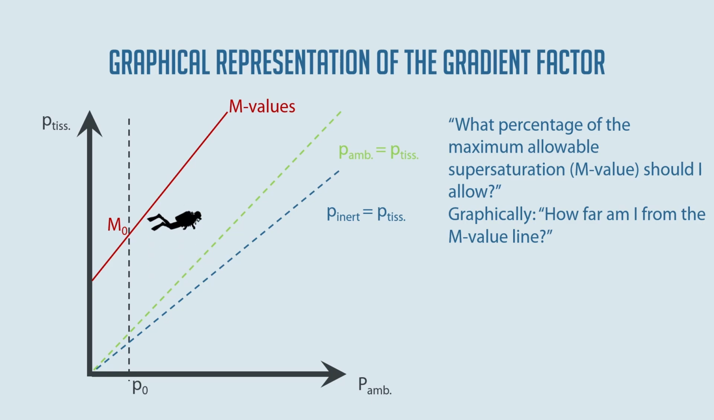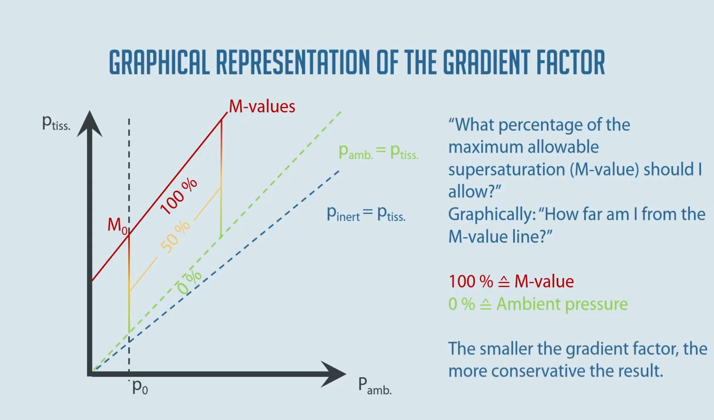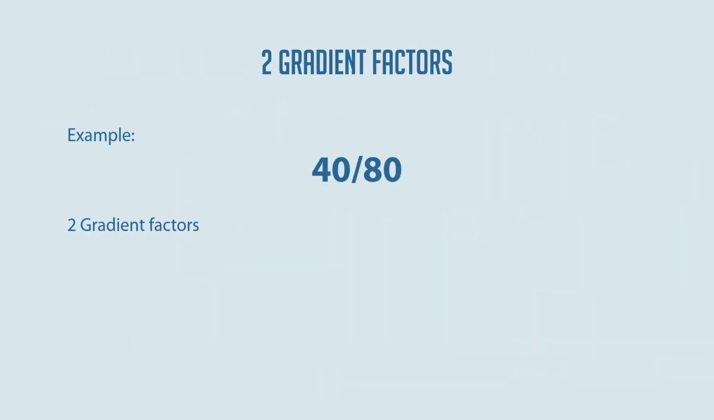A gradient factor of 100% corresponds exactly to the M value, while 0% corresponds to the ambient pressure. So it becomes clear: the smaller the gradient factors, the more conservative your dive will be. However, gradient factors are always specified as a pair. We'll look at that next.